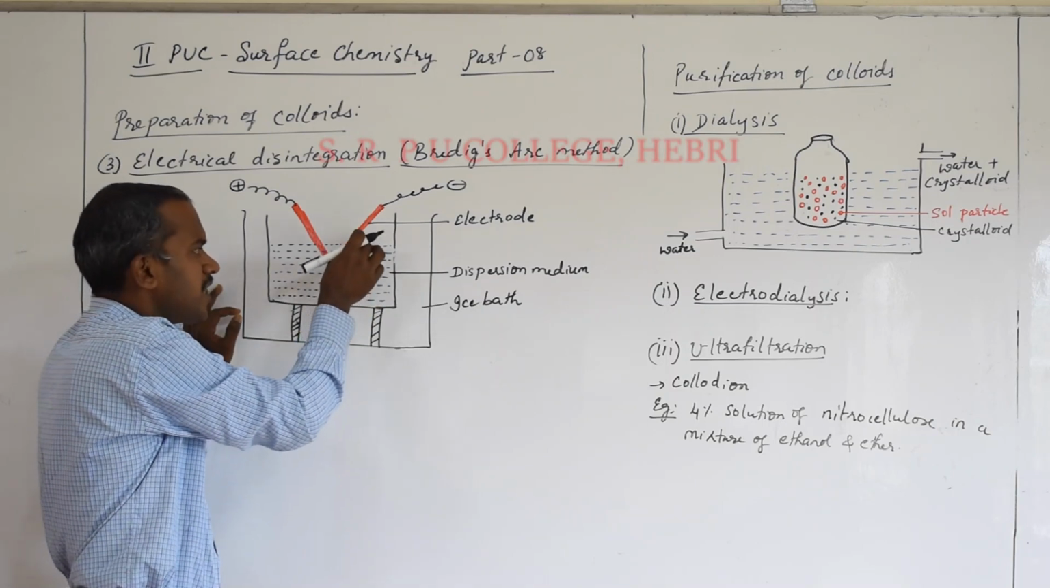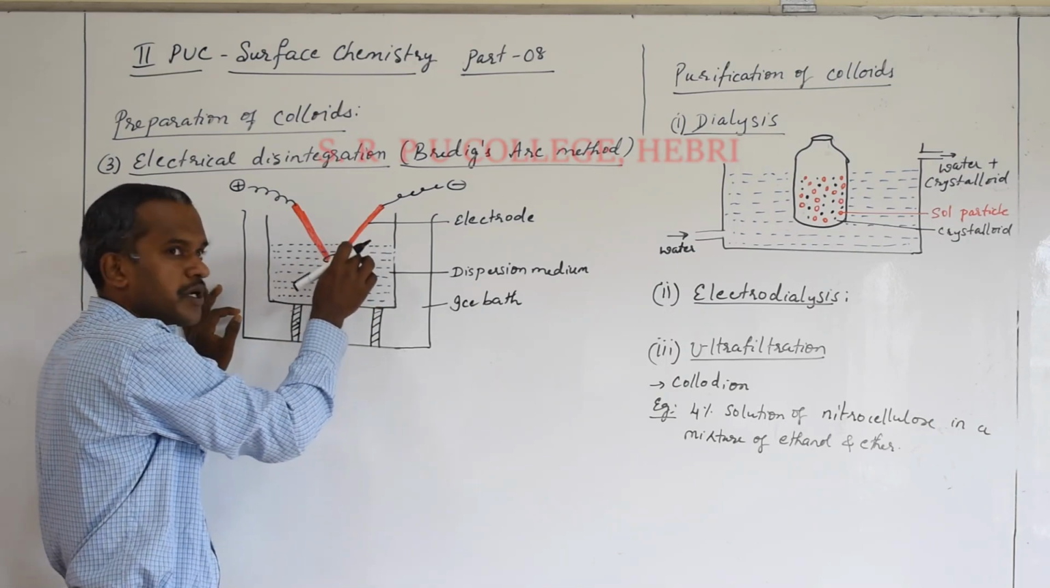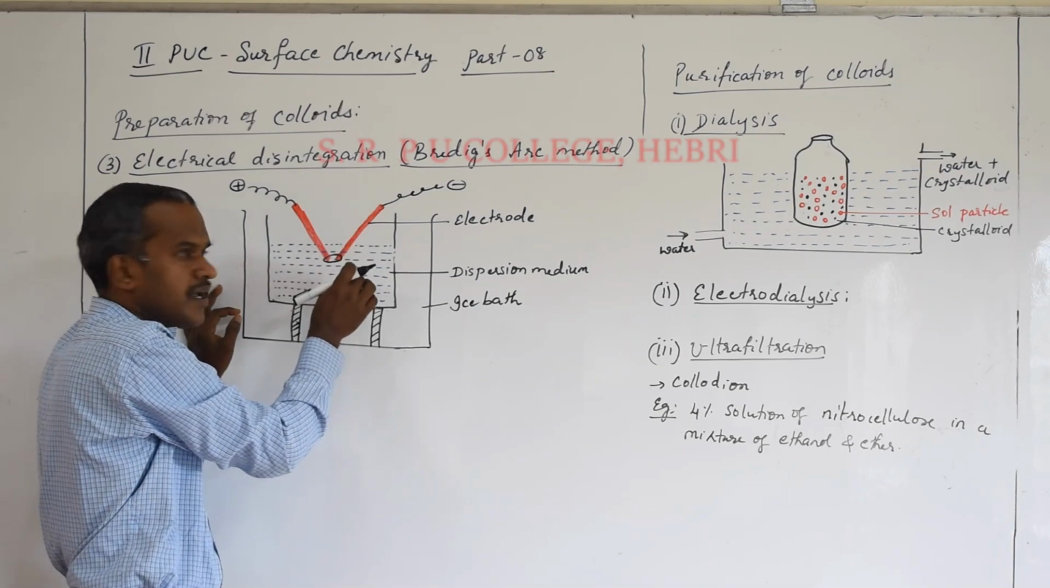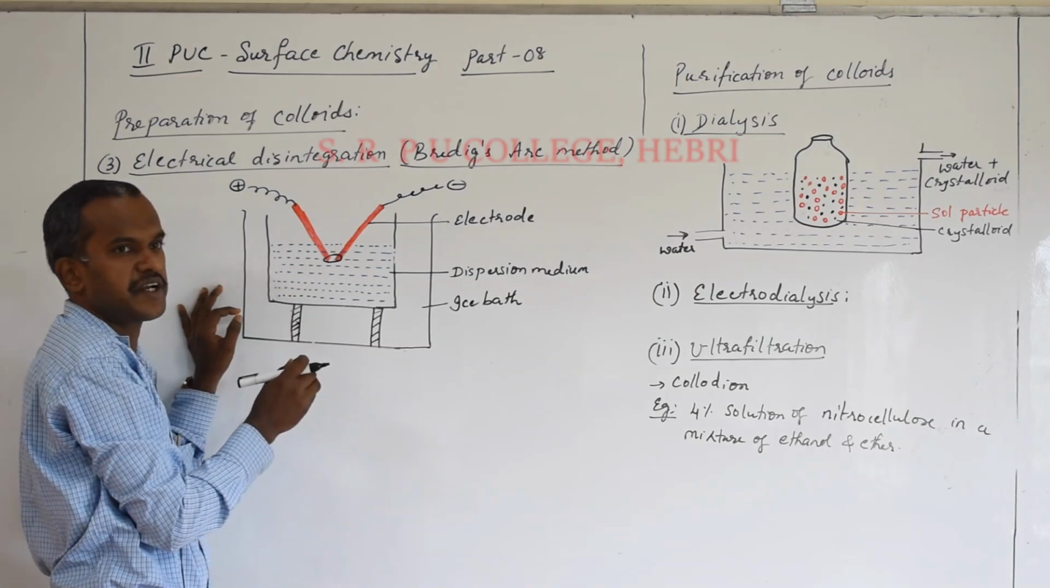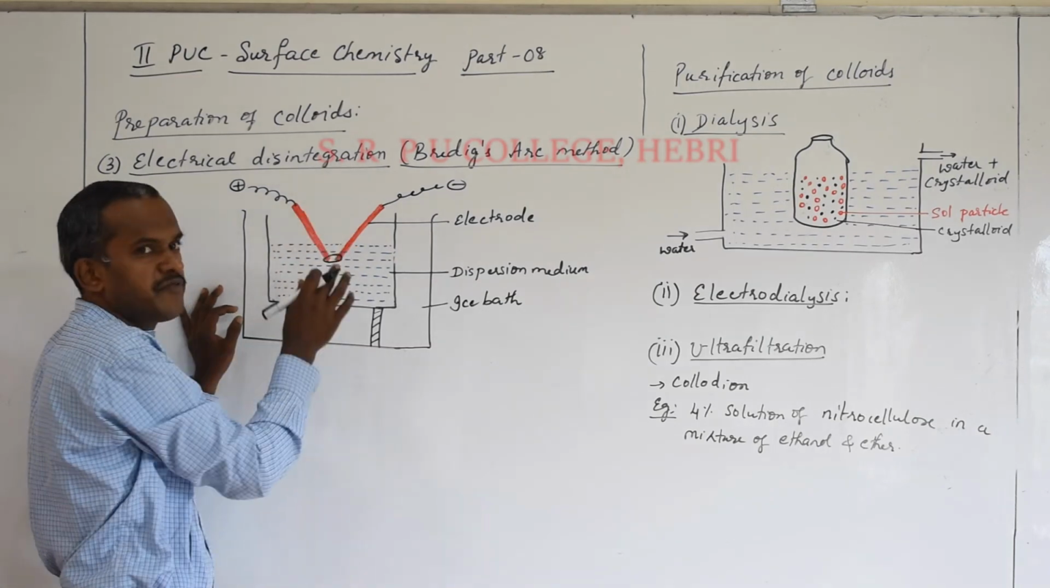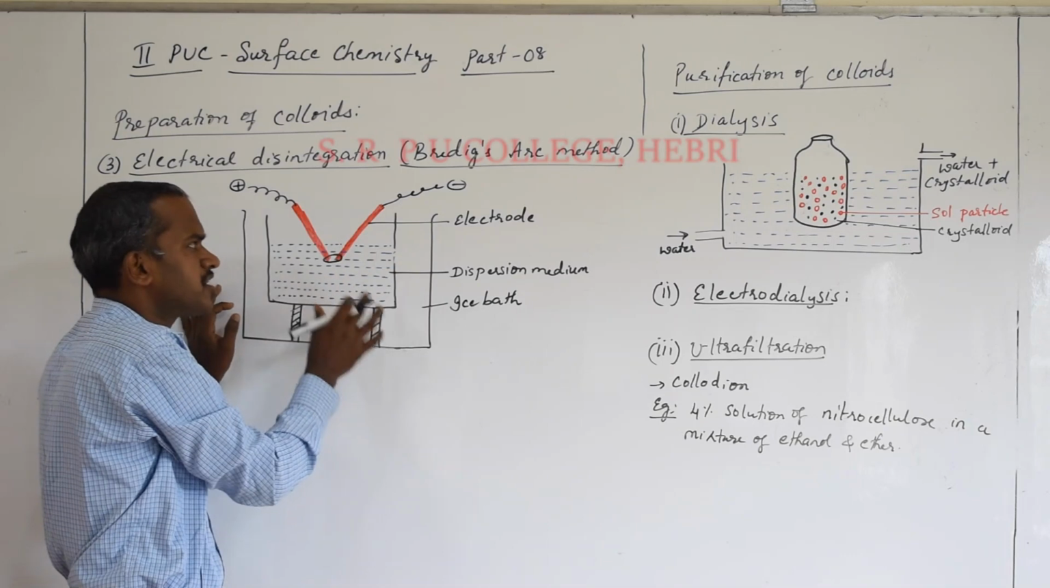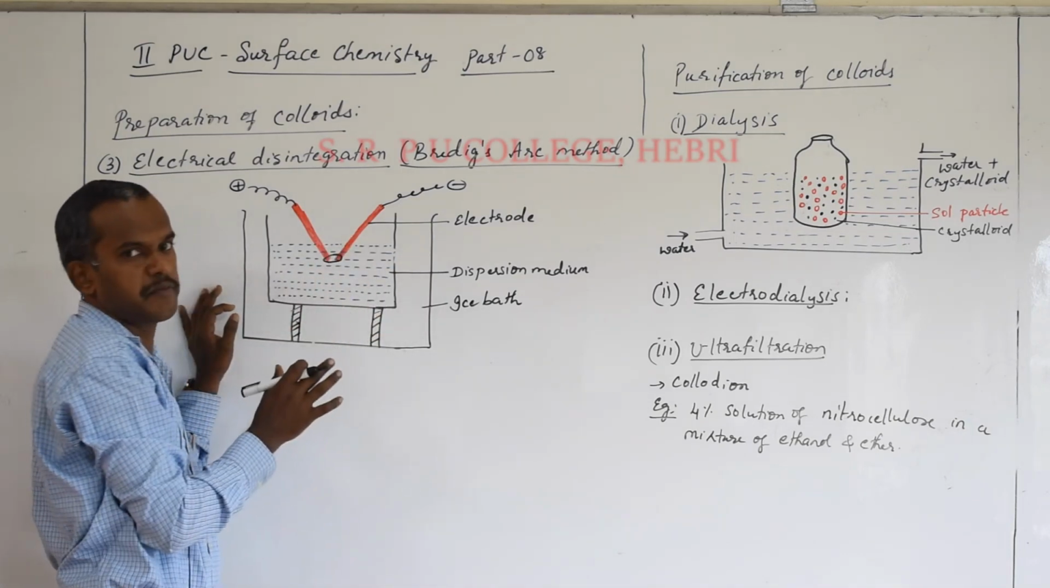Okay. At a higher temperature, the metal electrode is broken and it becomes smaller particles, and that vapor form of the metal will condense to form the colloidal sized particle. Okay. So what you have to explain for the 2 marks, you will draw the diagram and you will explain what is happening in the Bredig-Arc method.